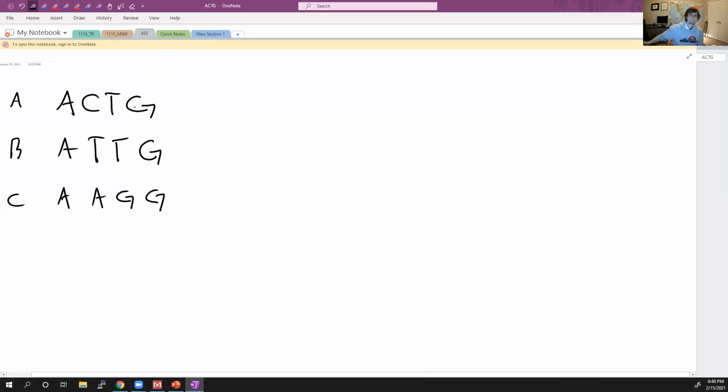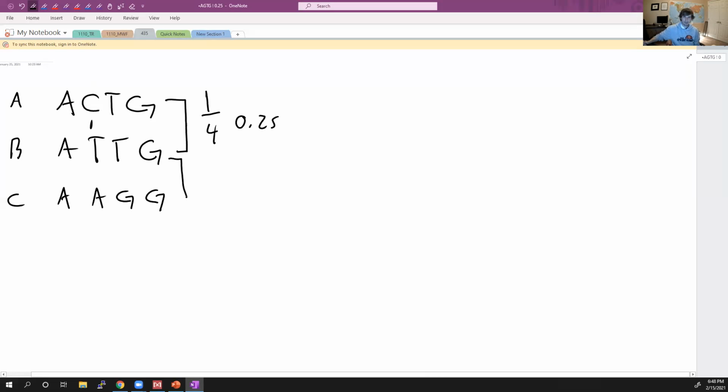One of the first things we're going to do is estimate how different these sequences are from each other. First I'll compare A to B. Looking at these two sequences, we have 4 bases, and only one of them is different. The second base, C to T, is a difference. If we're calculating the overall distance between those two sequences, it's the number of changes over the total length of the alignment. So this would be 1 change out of 4 bases, or 0.25. That's a raw distance of 0.25.